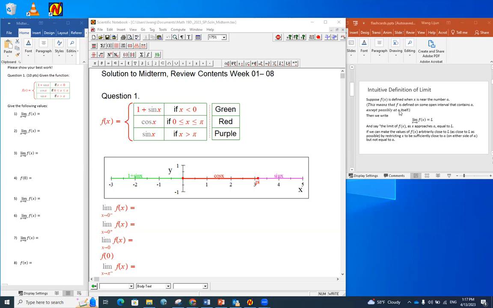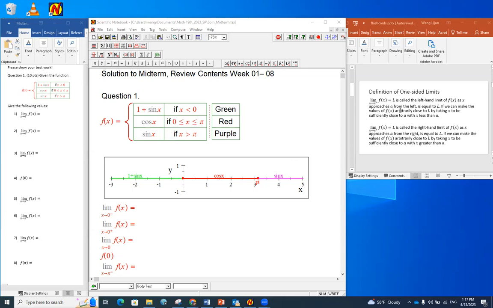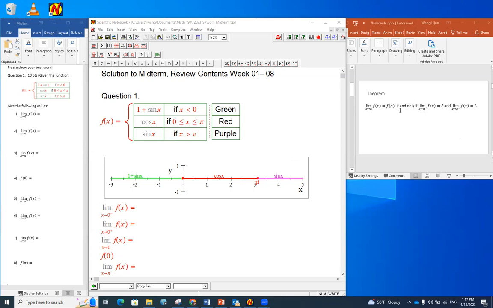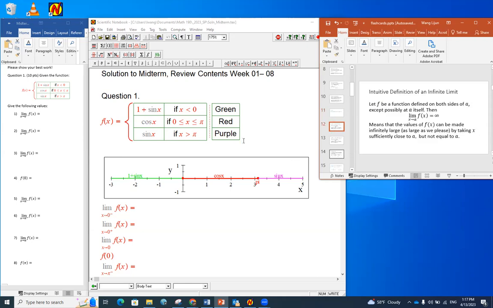And the concepts being tested, of course, are the definition of limit and the direct substitution property, one-sided limits, and the theorem: if the limit exists and equals L, then the limit from the right and the limit from the left both exist and they are the same. And so this is what this first question is testing us on.